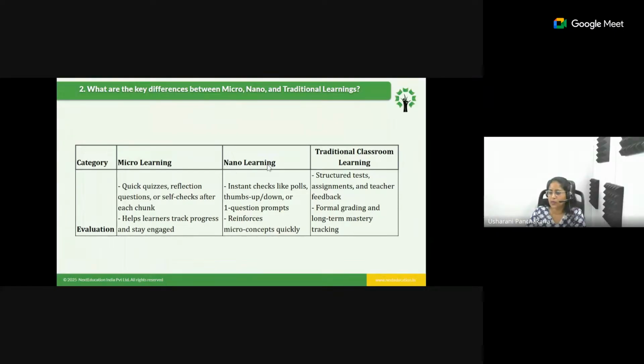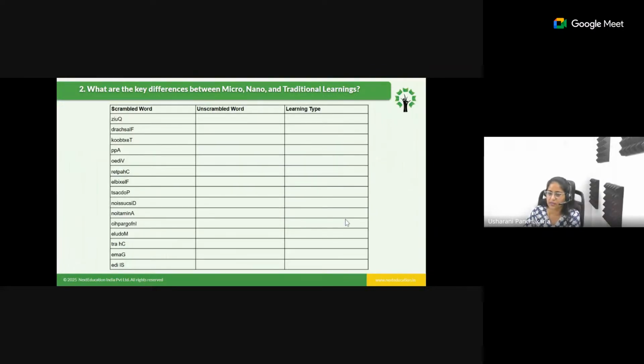Now coming to nano learning, here instant checks like polls, or you can give some prompts. Thumbs up or thumbs down you can ask in that session, or it can be a video. Some interactive small tools can be used. This reinforces the micro concepts quickly. Whatever has been taught can be reinforced by using a short video followed by an interactive exercise. And then here you have structured tests, assignments, and teacher feedback also. Formal grading and long-term mastery tracking is also seen here, which you already know. I don't need an explanation here.